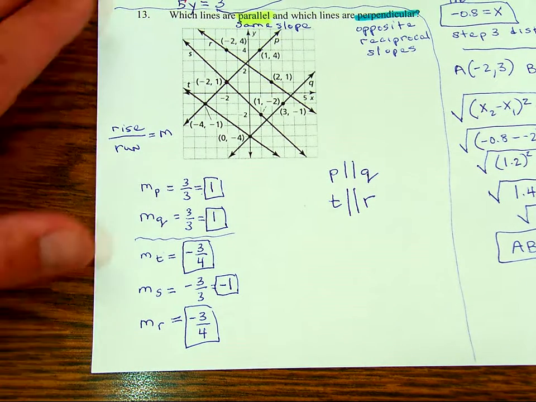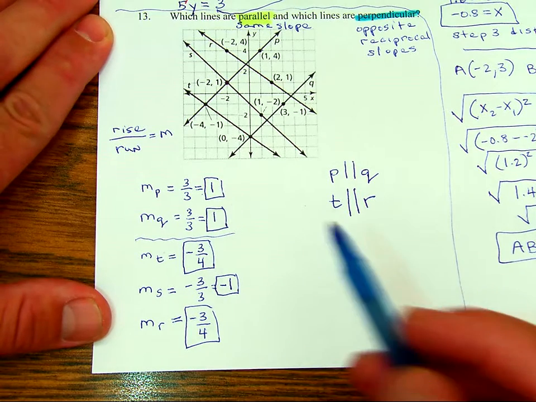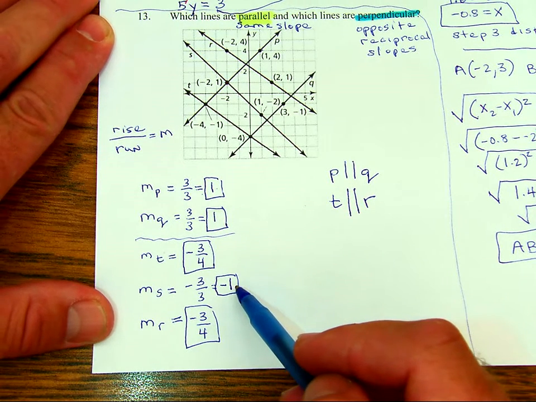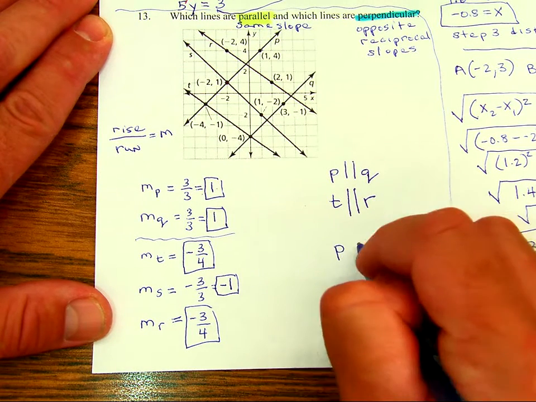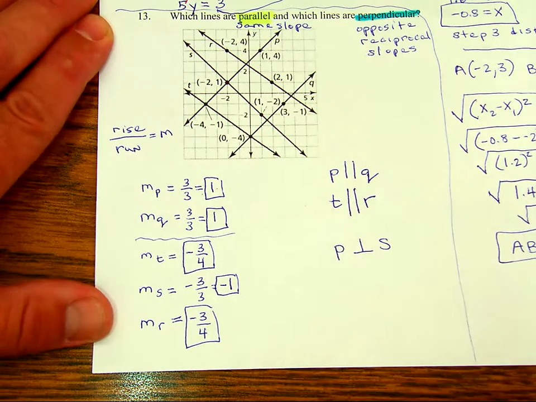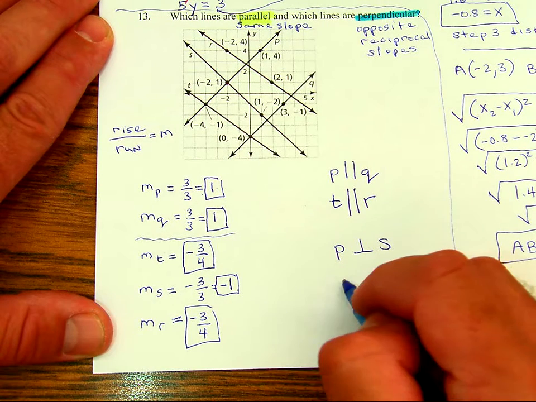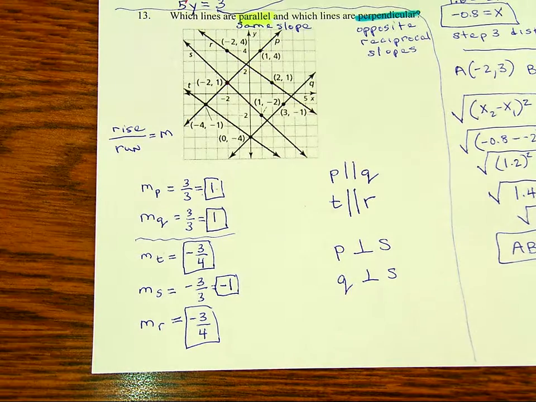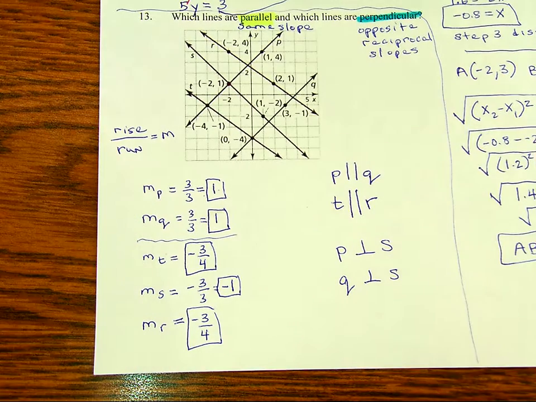Okay, and then we also learned that if lines have opposite reciprocal slopes, so 1 is the opposite reciprocal of negative 1. So line P and S are perpendicular. They have opposite reciprocal slopes. Also, line Q and S are perpendicular. They too have opposite reciprocal slopes. So that is it for the Chapter 3 test review.